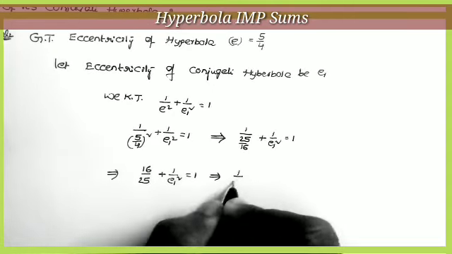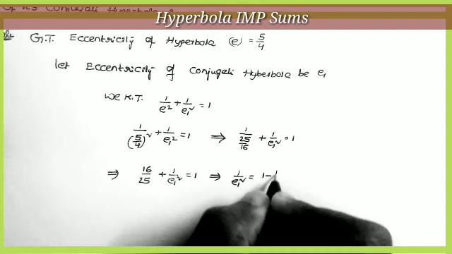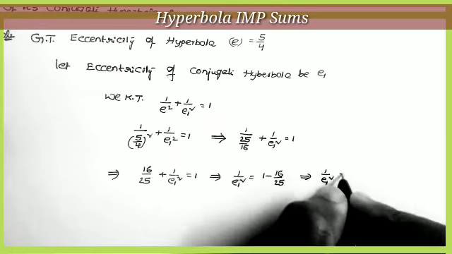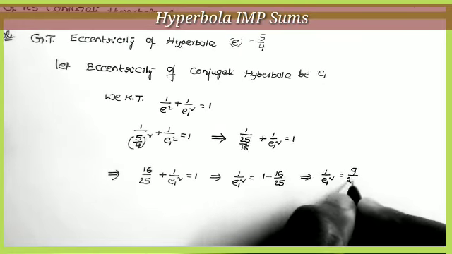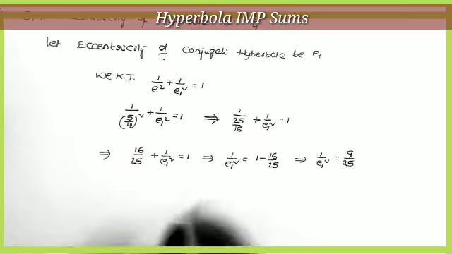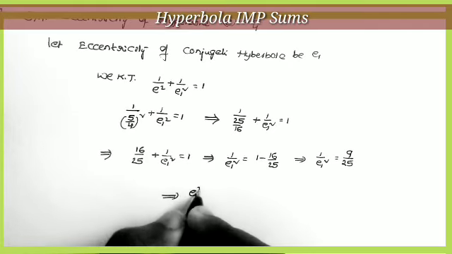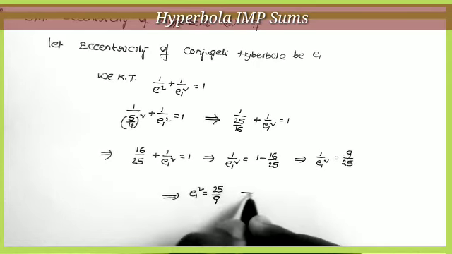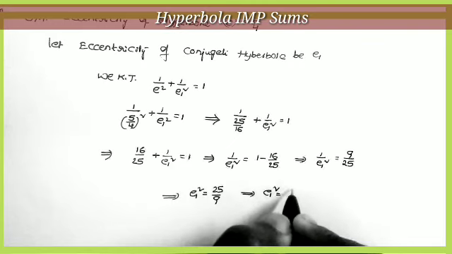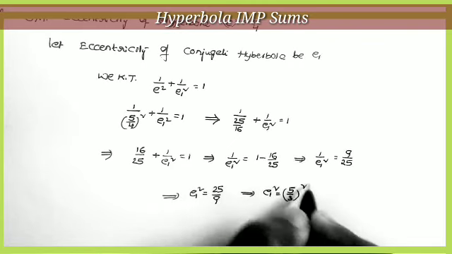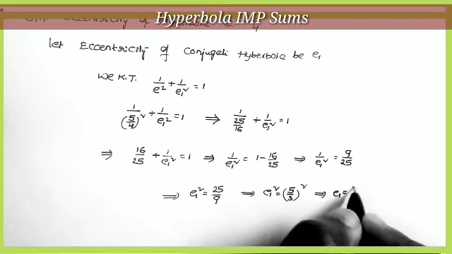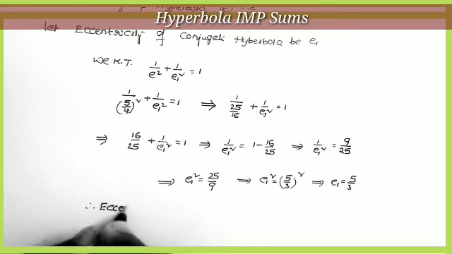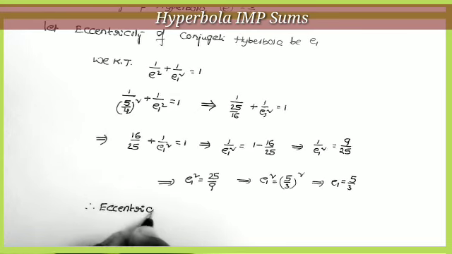That is, 1 by e1 square is equal to 1 minus 16 by 25. After doing the LCM, we get 25 minus 16, which is 9 by 25. So 1 by e1 square is equal to 9 by 25, which means e1 square is equal to 25 by 9. Just reverse this fraction here. So e1 square is equal to (5 by 3) whole square, which implies e1 is equal to 5 by 3. Therefore, the eccentricity of the conjugate hyperbola e1 is equal to 5 by 3.